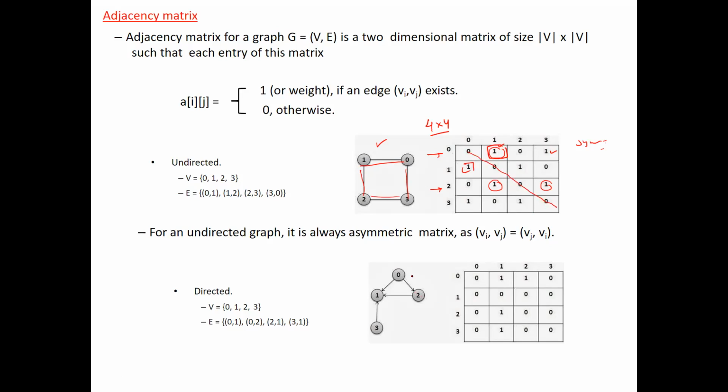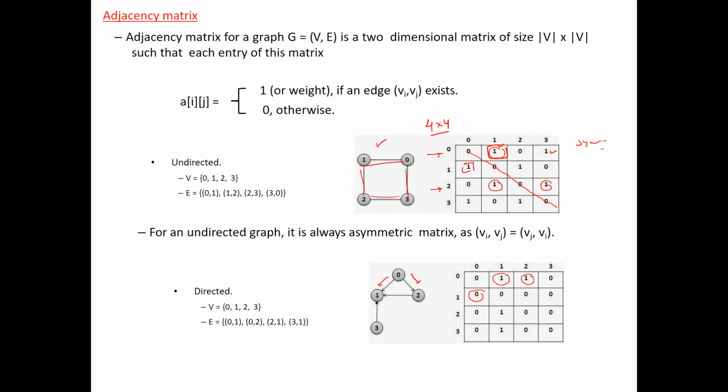In case of directed graph, it is asymmetric. That means it depends upon the edge only. Like 0 is adjacent to 2 and 0 is adjacent to 1, so the entries for 0 to 1 and 0 to 2 will be equal to 1. But the reciprocal is not the same. 1 is not adjacent to 0, that is why this entry is 0.